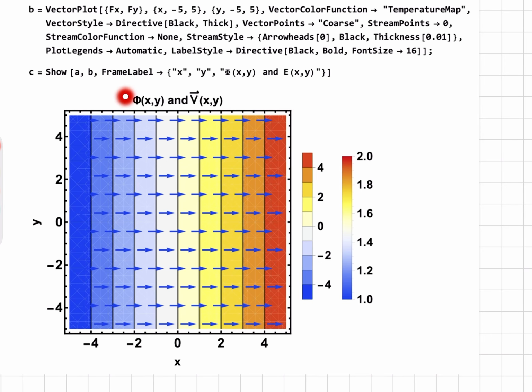Now you can see that this phi of xy is equal to a constant value for each x here. X is equal to 0, it's a constant, x is equal to 2, it's a constant, etc. And it's increasing as I go to higher x's, decreasing as I go to lower x's, as expected. And on the other hand, the vector field v is just ex hat.